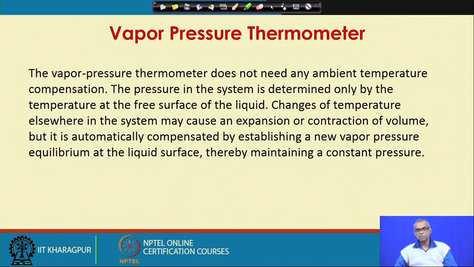The vapor pressure thermometer does not need any ambient temperature compensation. This is a very important aspect of the vapor pressure thermometer. The pressure in the system is determined only by the temperature at the free surface of the liquid. So, the vapor pressure is governed only by the temperature at the liquid vapor interface. Changes of temperature elsewhere in the system may cause an expansion or contraction of volume, but it is automatically compensated by establishing a new vapor pressure equilibrium at the liquid surface, thereby maintaining a constant pressure.